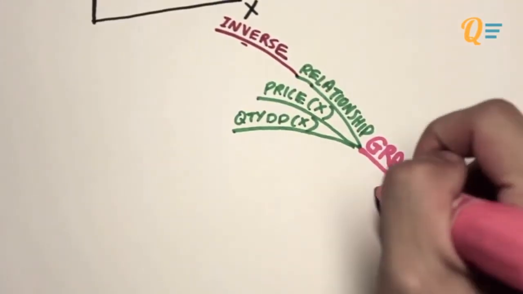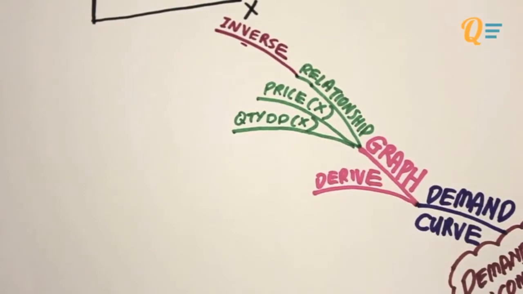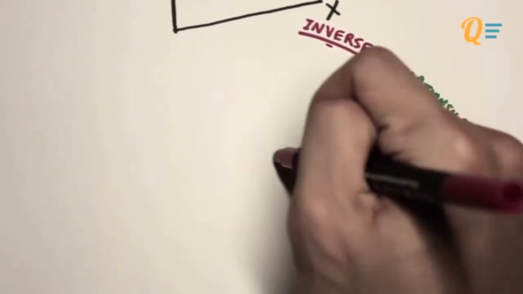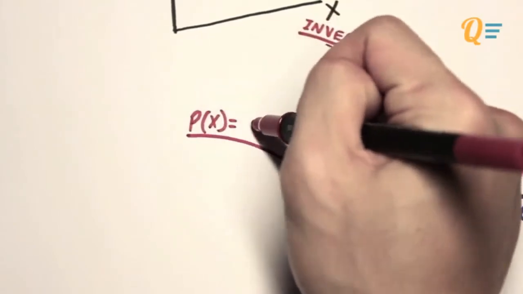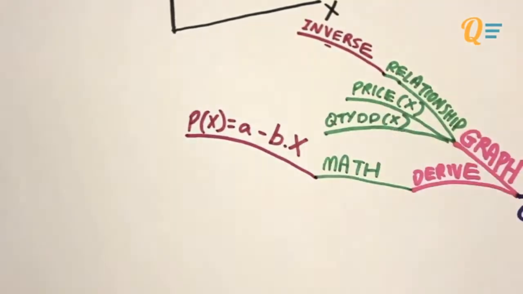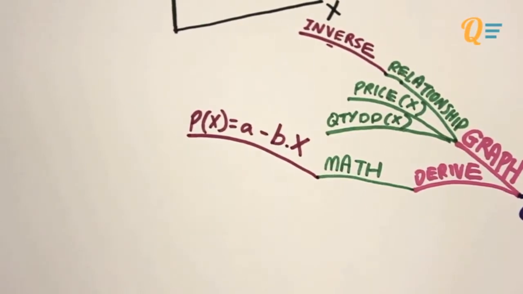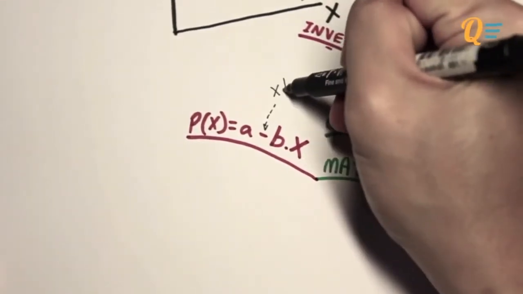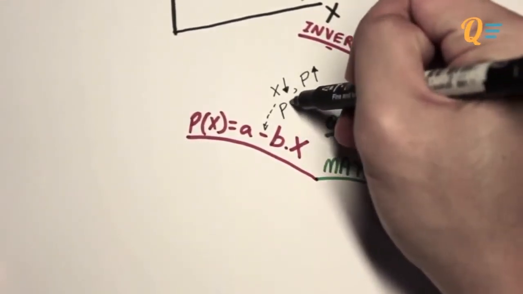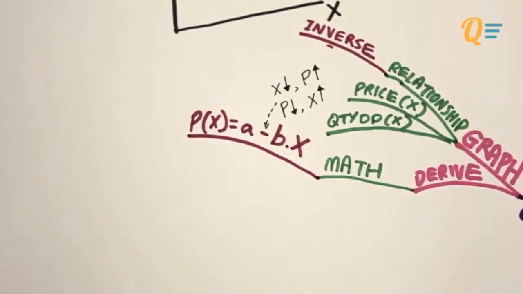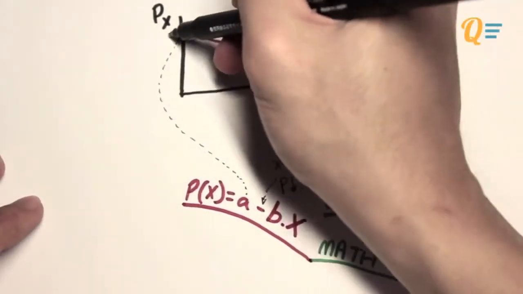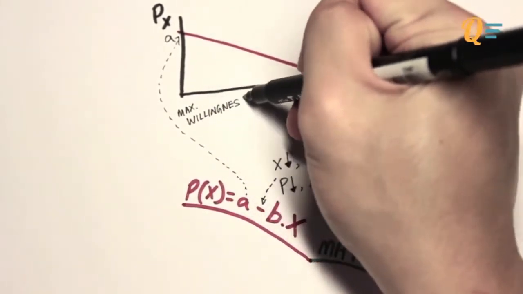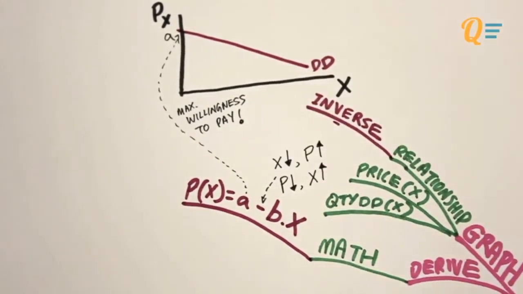From here, we are going to learn how to derive the demand curve using two methods. The first method will be the mathematical method. This is simply the demand curve expressed in the form of an algebraic equation, where the price of X, which is a function of the quantity demanded, is equal to A minus B times X. The reason why the parameter in front of variable X is negative is because we want to show the inverse relationship between the price of X and the quantity demanded of X. And the parameter A is simply the maximum amount that these consumers are willing to pay for a unit of good X.